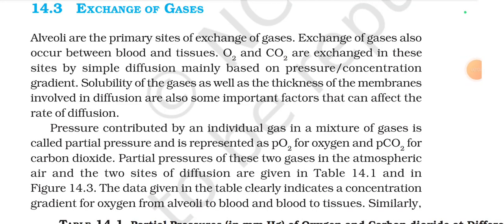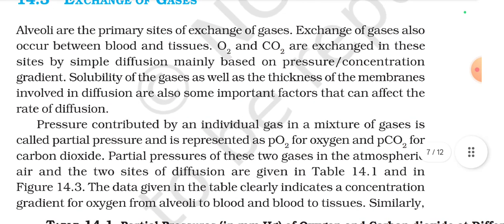This is the second part of breathing and exchange of gases. Alveoli are the primary sites of exchange of gases. Exchange of gases also occurs between blood and tissues. Oxygen and CO2 are exchanged in these sites by simple diffusion, mainly based on pressure concentration gradient. Solubility of the gases as well as the thickness of the membranes involved in diffusion are also some important factors that can affect the rate of diffusion.